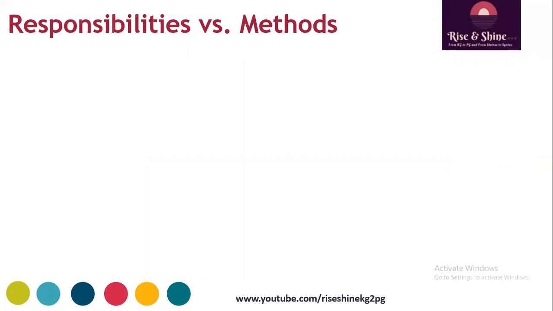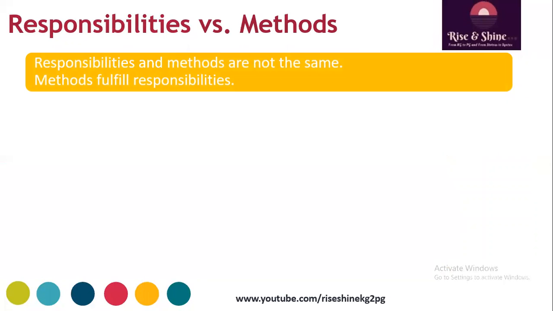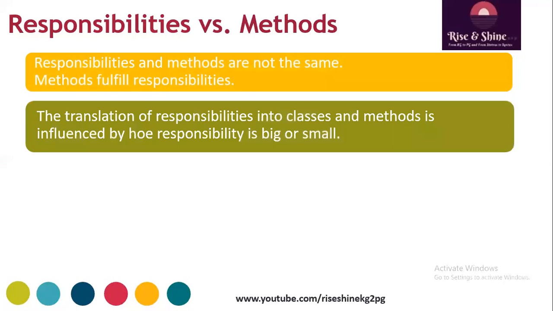Now you are thinking that responsibility means a method within a class. But my student, this is not the case. Responsibility and methods are totally different things. Responsibility and method are not the same. A method fulfills the responsibility. Whatever method we design within a class, we have to design it in such a way that it fulfills that responsibility.